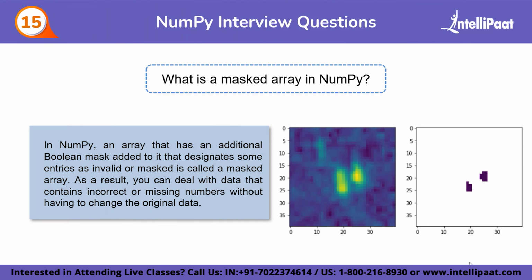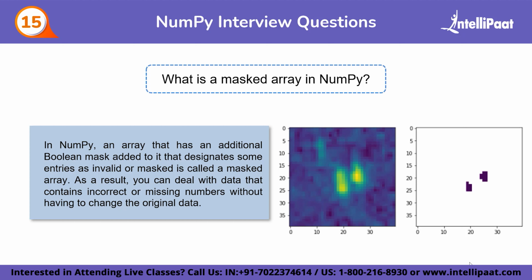Now what is a masked array in NumPy? So basically in NumPy, an array that has an additional boolean mask added to designate some entries as invalid or masked is called a masked array. As a result, you can deal with data that contains incorrect or missing numbers without having to change the original data. So basically a masked array is, suppose I have an array as 1, 2, 3, 4, 5 and then there are multiple values, but a few of the values are invalid and not used here. Okay. So what this array does is that it will mask or cover those values so that you get to know that these are the invalid values.